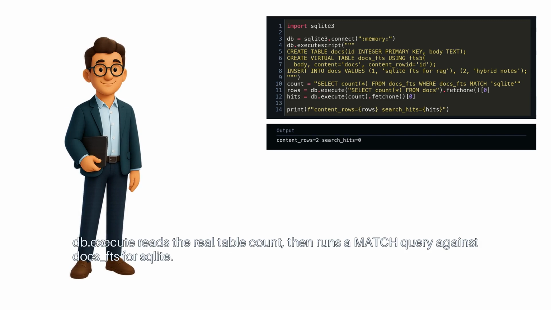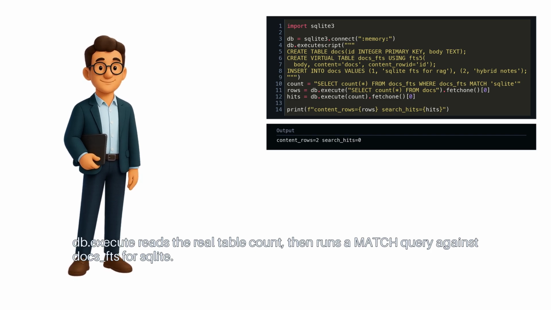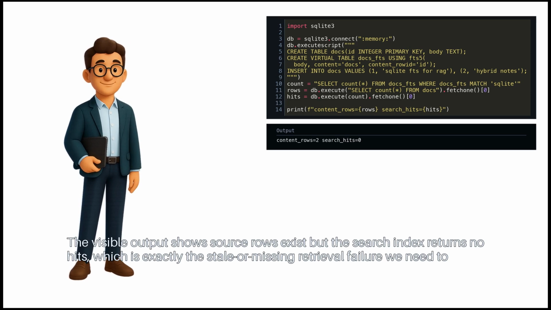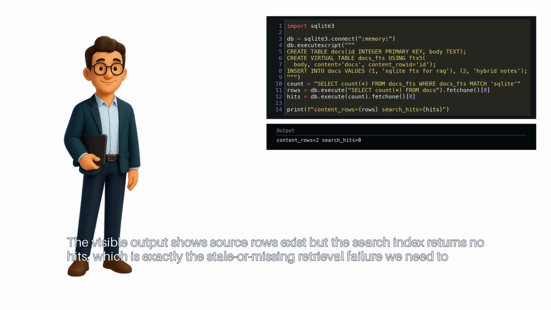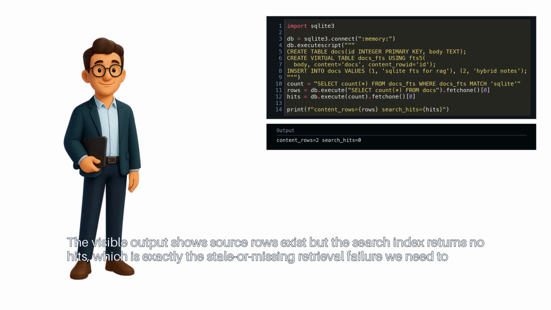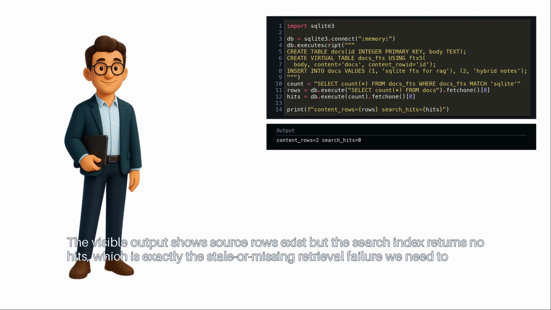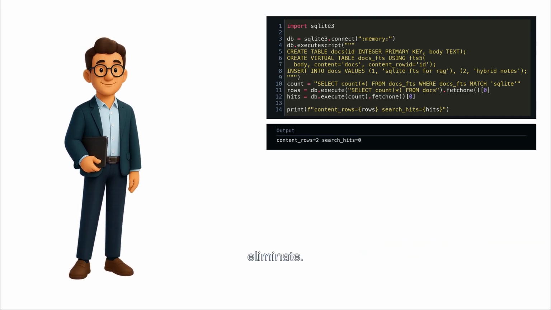db.execute reads the real table count, then runs a match query against docs_fts for SQLite. The visible output shows source rows exist, but the search index returns no hits, which is exactly the stale or missing retrieval failure we need to eliminate.